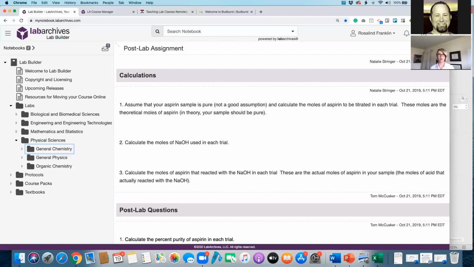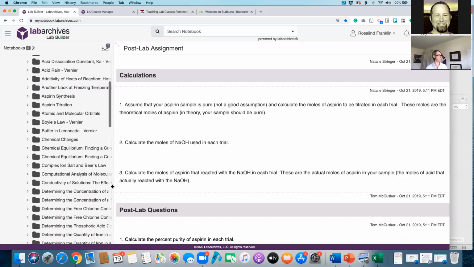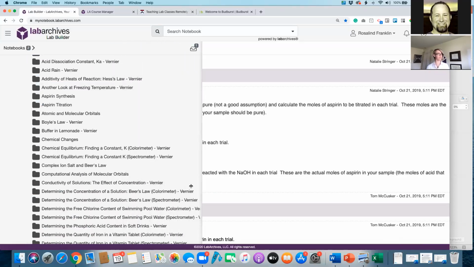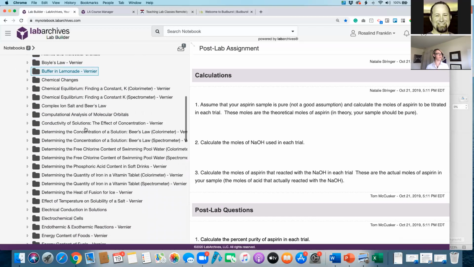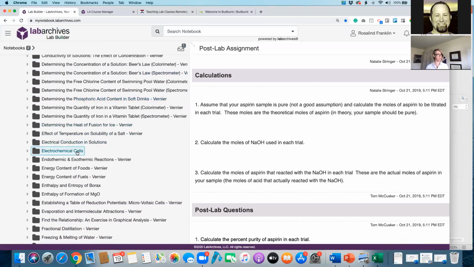So can I show a typical chemistry lab? Ideally something at the college level, not high school level. So let me show you. There's a number of chemistry labs in here that were written by LabArchives instructors. They were shared with us by instructors that teach at a college at a first year, second year college level. Some of these would have to be adapted to fit an online setting.